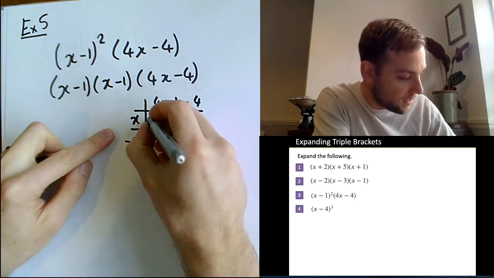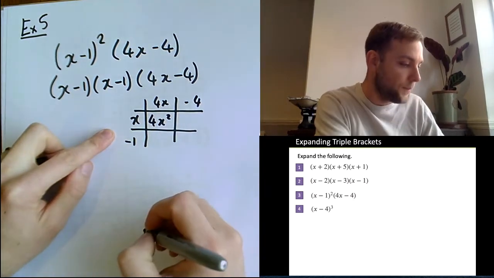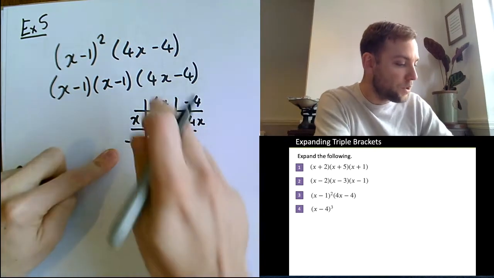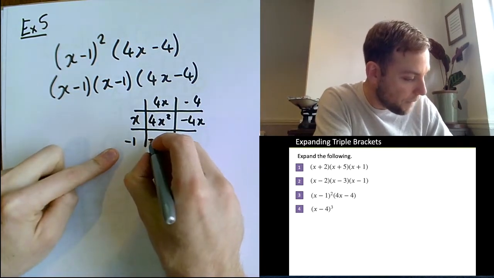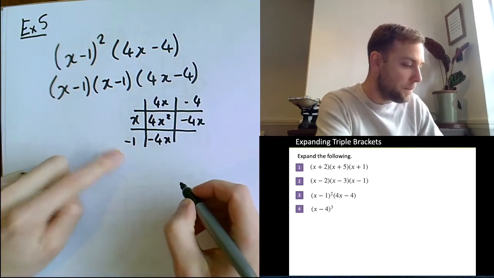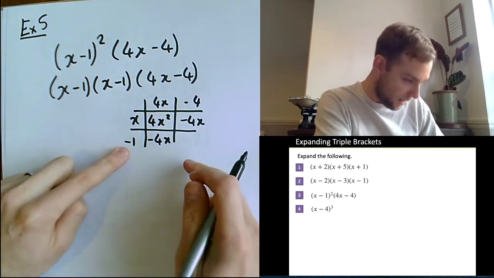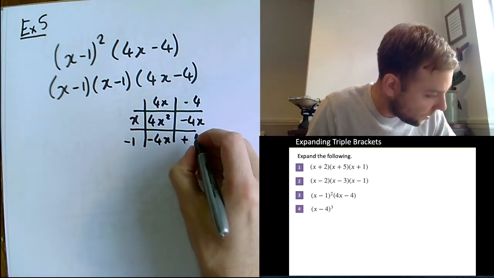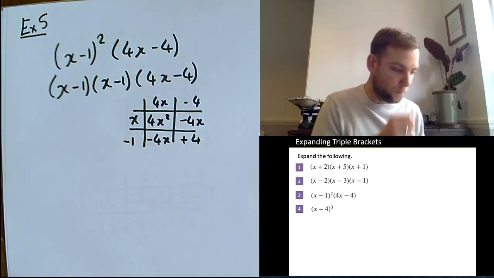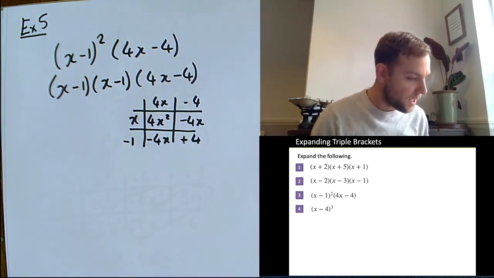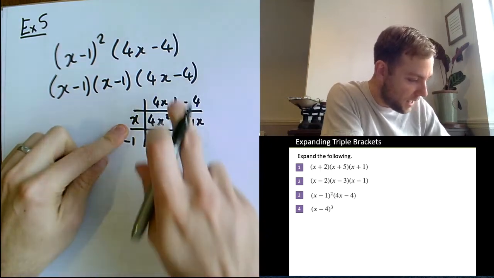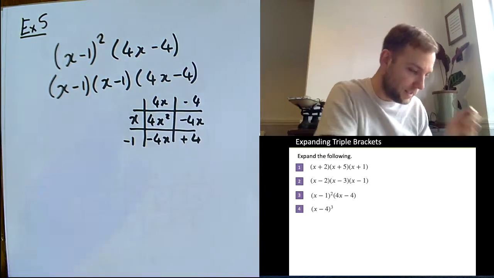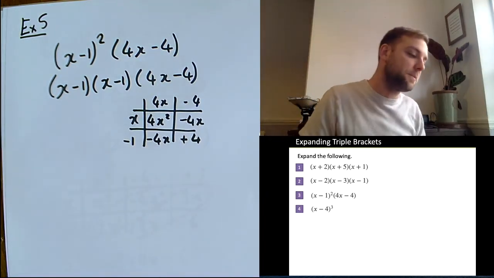X times by 4x is 4x squared. X times by minus 4 is minus 4x. Minus 1 times by minus 4 is minus 4x. And minus 1 times by minus 4 is positive. Negative times by negative is a positive 4 there. Brilliant. Just checking that that's right. So x times by minus 4 is minus 4x. Minus 1 times by 4x is minus 4x. Yes, we're good. So now we need to simplify.